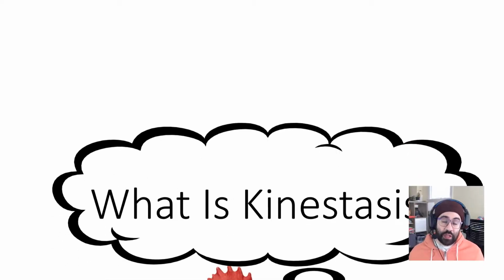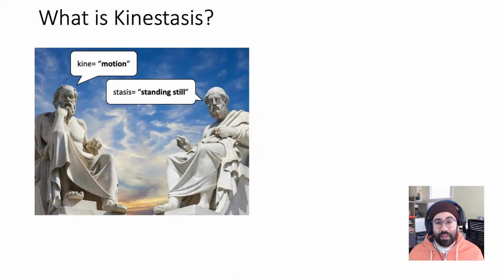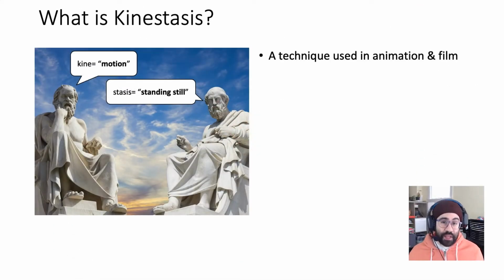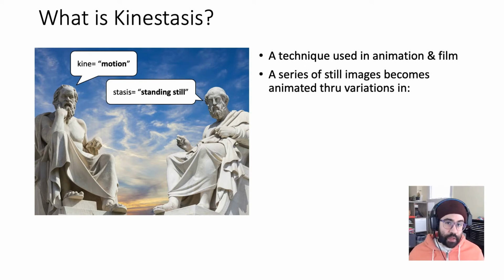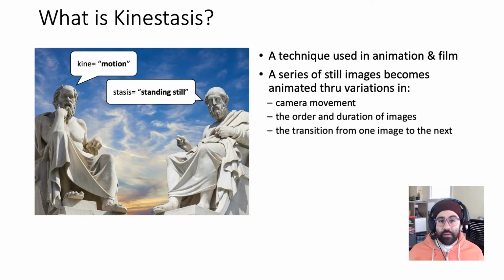In this video, we're going to learn about kinesthesis. So what is this? Well, it's a technique used in both animation as well as film where a series of still images becomes animated through variations in camera movement, the order and the duration of images, and the transition from one image to the next.